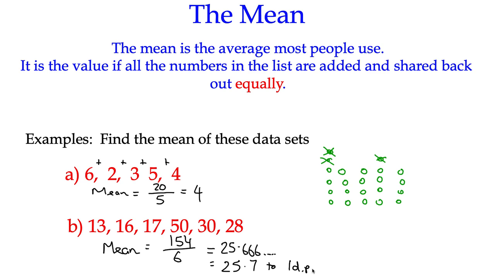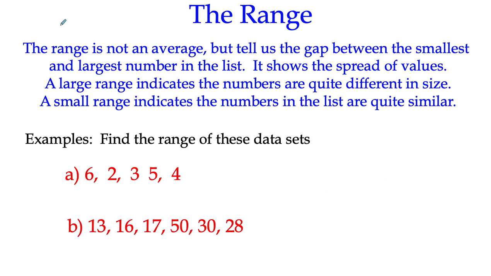And lastly, the range, just to throw this in, this is not an average. It's a really helpful tool which helps to describe how spread out the numbers are. It shows you the gap between the smallest and largest number. The bigger the range, the more spread out the numbers are. So in question A here, we can see the biggest number is 6, the smallest number is 2, and so we can say that the range, it's always good to write them out, don't just do it in your head, is largest minus the smallest, the range is 4.